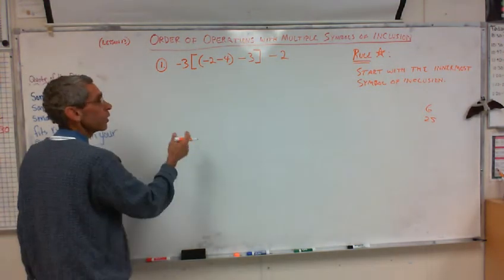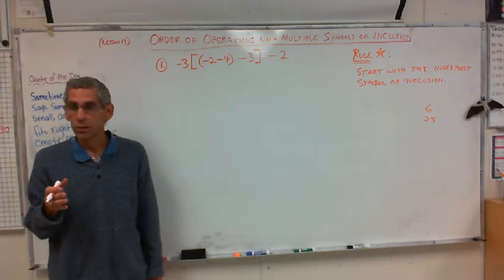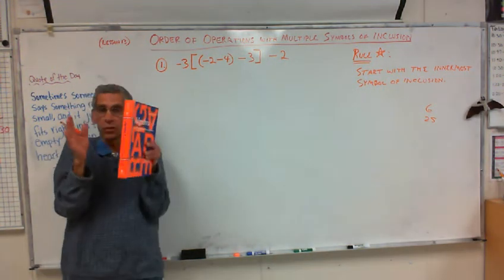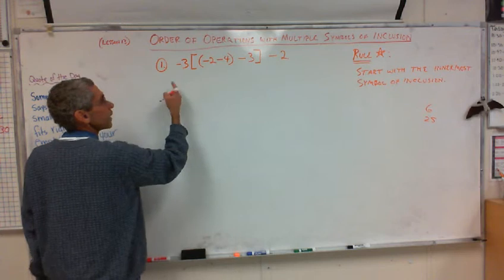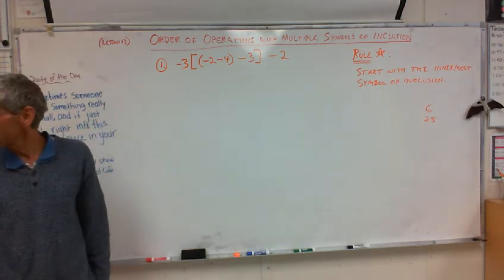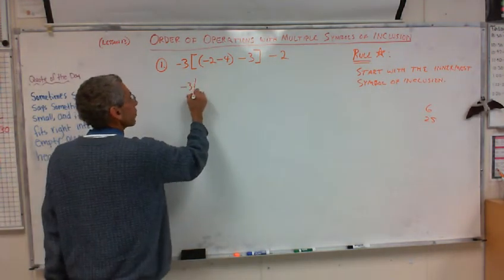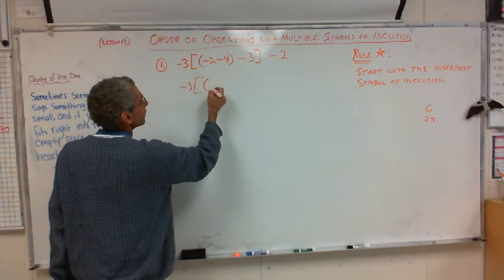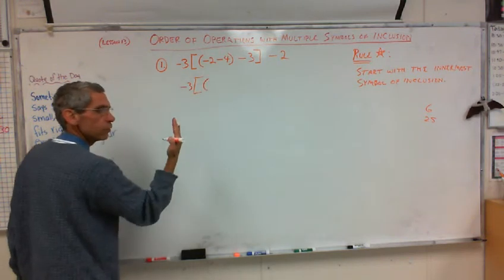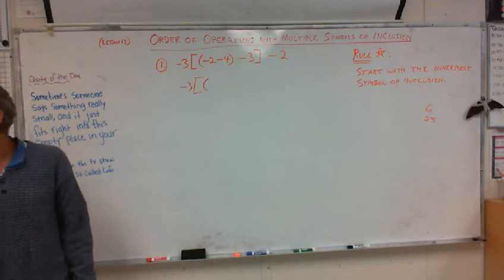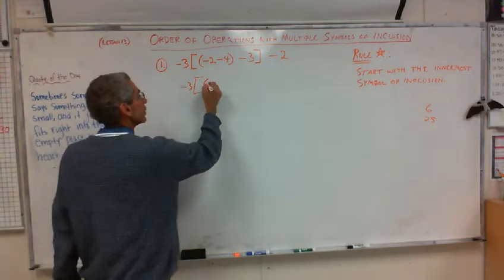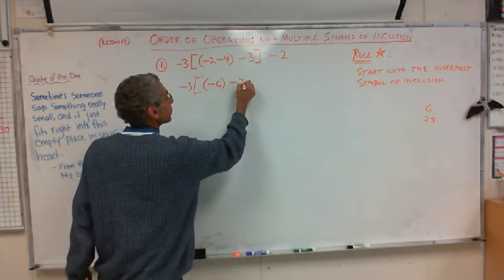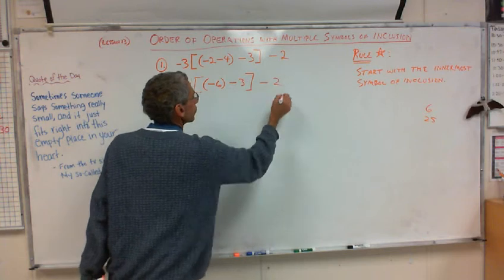So let's see. Which one is the innermost? These are the outermost, right? The innermost are the ones towards the center. So the parentheses, right? So let's start there first. Everything else, I'm just copying exactly the way it is. So I go -3, bracket. Now, I've got in my parentheses, -2 -4. -2 -4 more, right? -6. Signs are the same. I'm adding them. I keep the signs and I just add the numbers. -6.